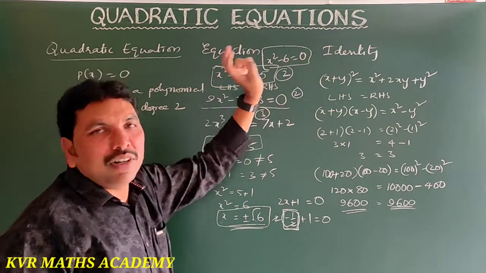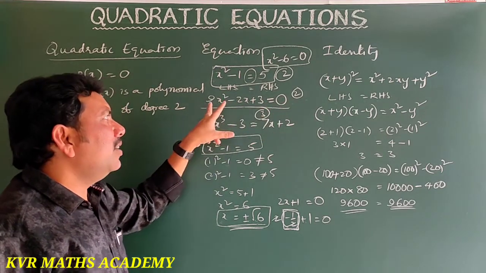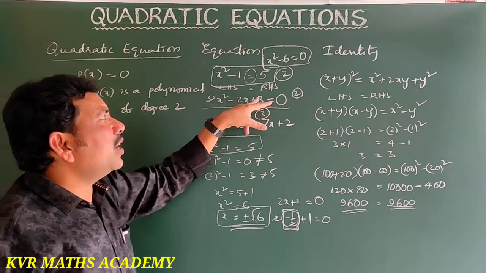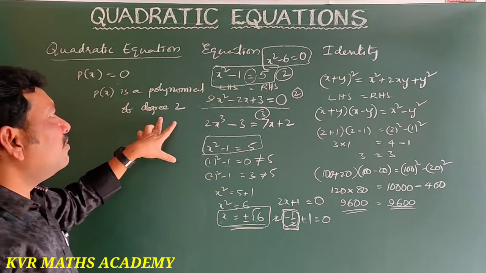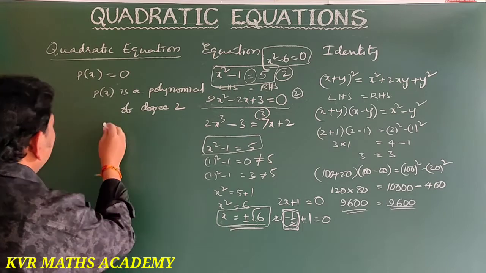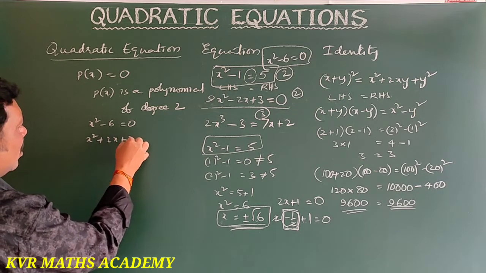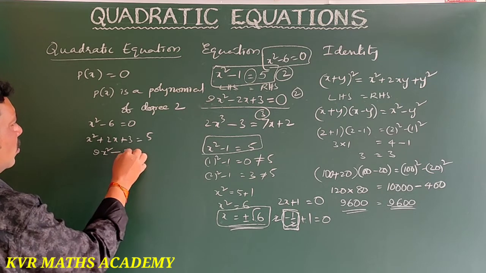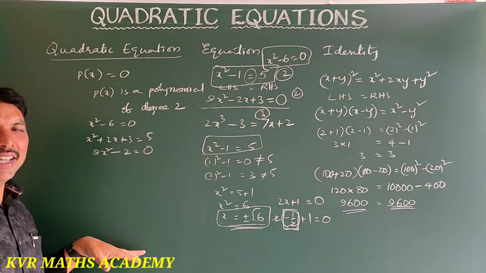P of x is equal to 0 has been given clearly. So it is also 9x square minus 2x plus 3 is equal to 0. Here this polynomial or this expression is of degree 2. So that's why it is also a quadratic equation. So P of x is equal to 0, where P of x is a polynomial of degree 2, is called simply a quadratic equation. Suppose if you write examples, x square minus 6 is equal to 0, x square plus 2x plus 3 is equal to 5, 9x square minus 2 is equal to 0. So these are all quadratic equations.